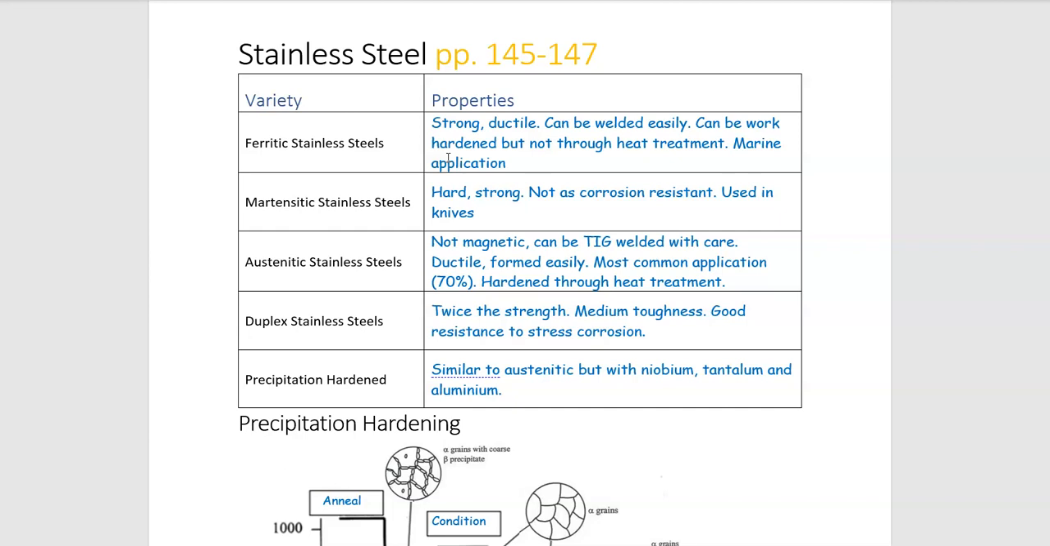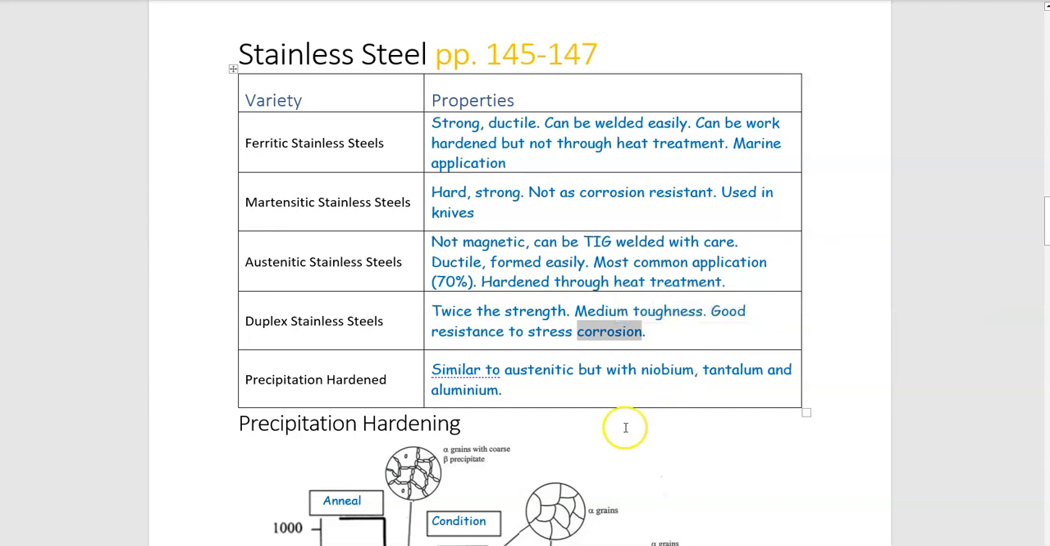It can be hardened through heat treatment. And then we have duplex stainless steels: twice the strength, medium toughness. And when we say strength, we're probably talking about tensile strength. They have medium toughness and a good resistance to stress corrosion. We will talk about corrosion at the end of Year 11 when we're doing the HSC course.